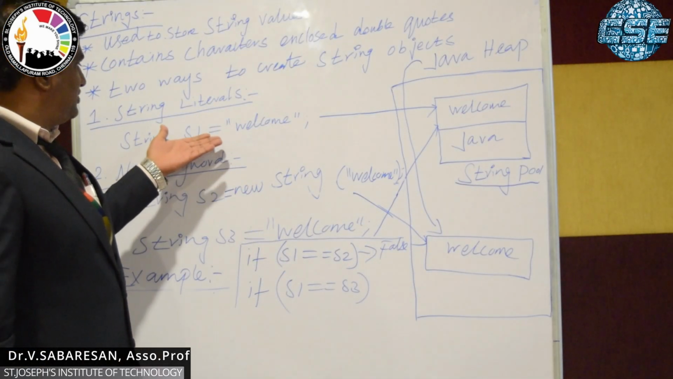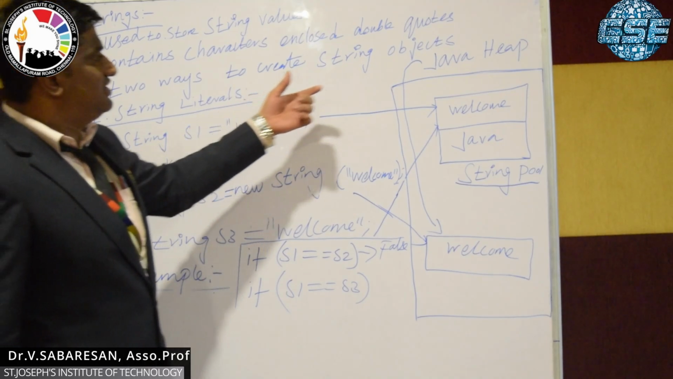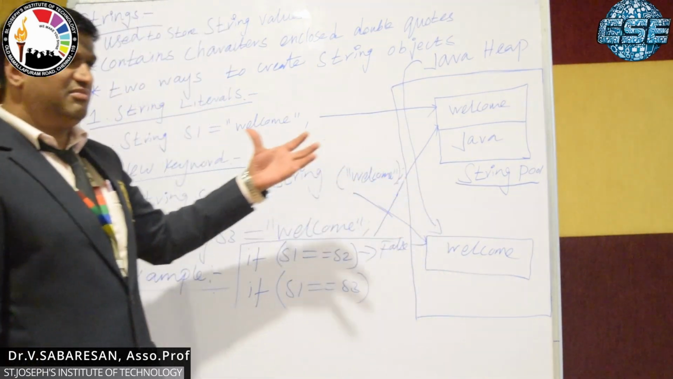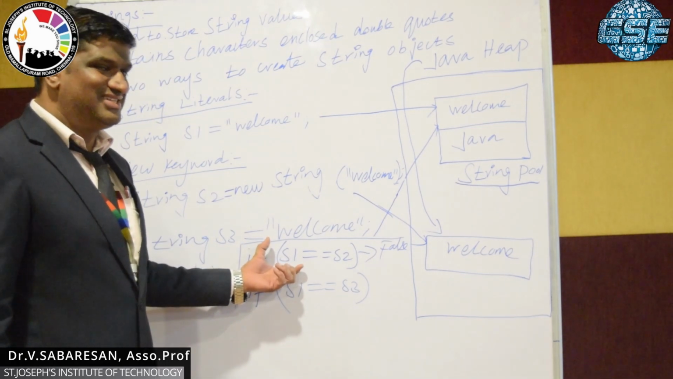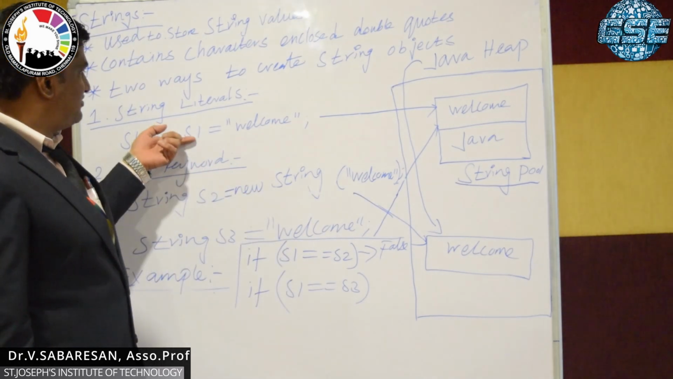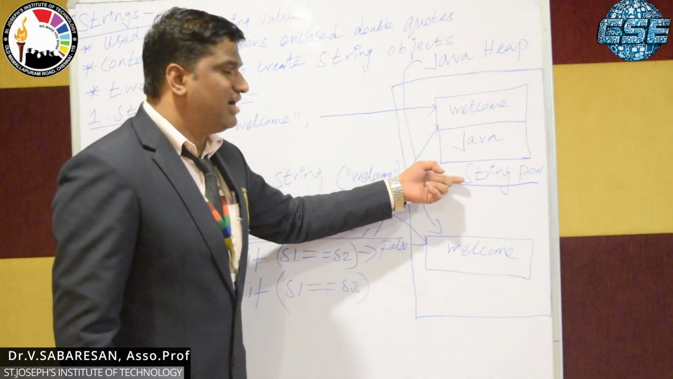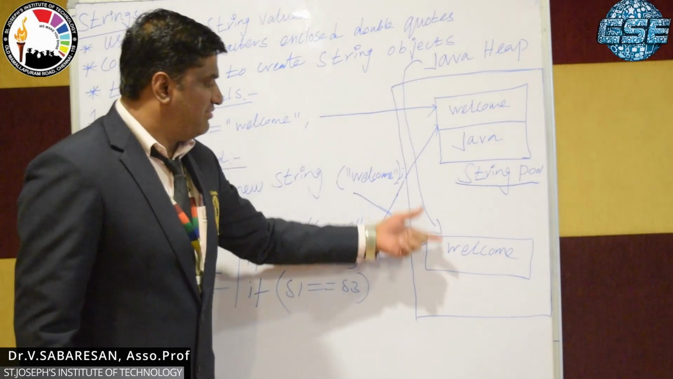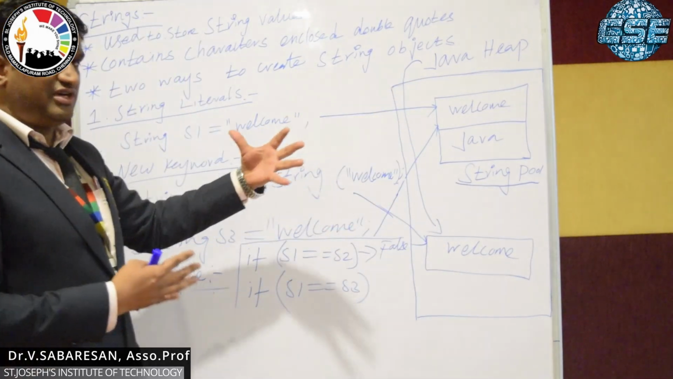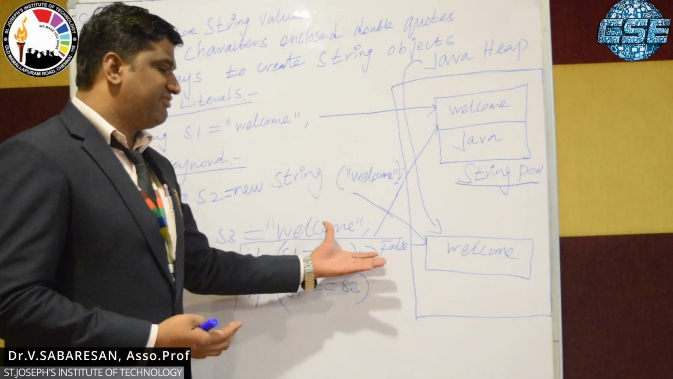Because the two variables s1 and s2 hold different memory locations. When we compare with double equals, we compare their locations instead of the values. Here s1 is available in the string pool memory or method area, and s2 is available in the heap memory. So s1 and s2 are in different memory locations, so it returns false.